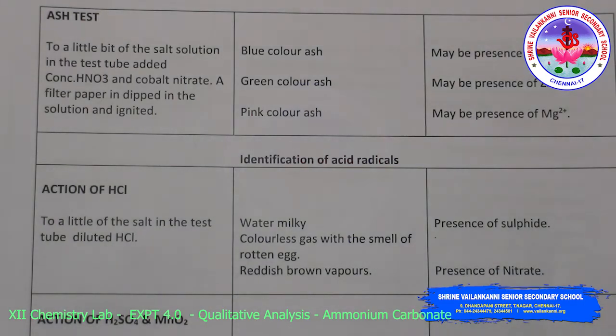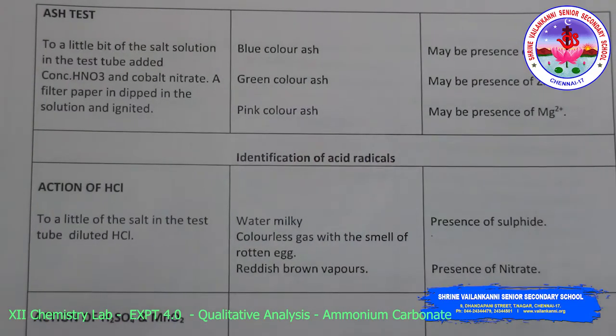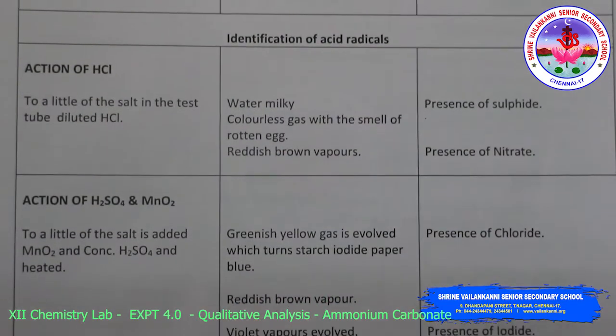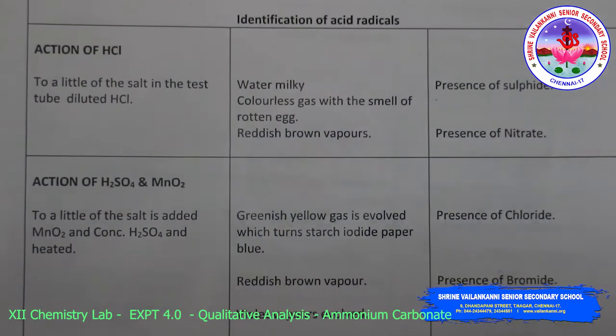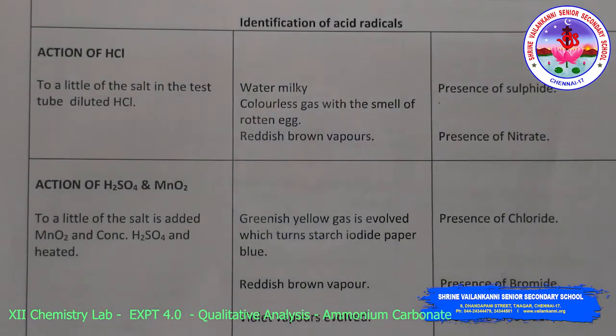Then here we are going to enter the first part, the identification of acid radicals. The first test is the action of HCl. Take a little amount of salt and add some dilute HCl. The observation: a colorless gas with the smell of rotten egg, which turns lead acetate paper black or water milky, means presence of sulfide. If reddish brown vapors appear, it means presence of nitrate.